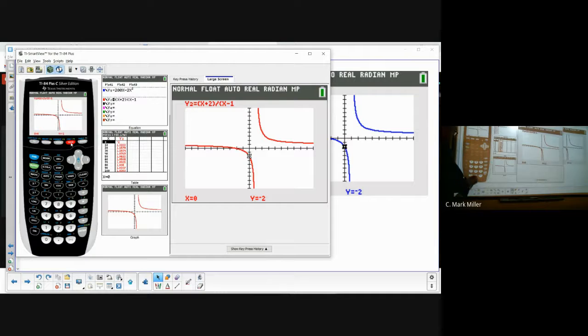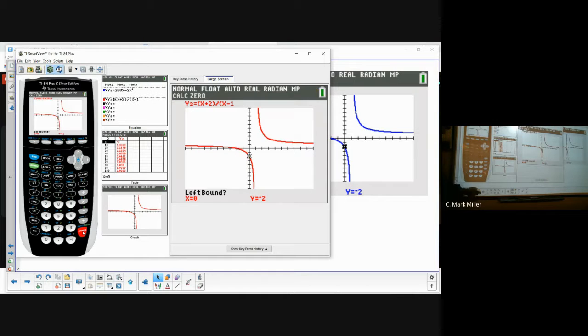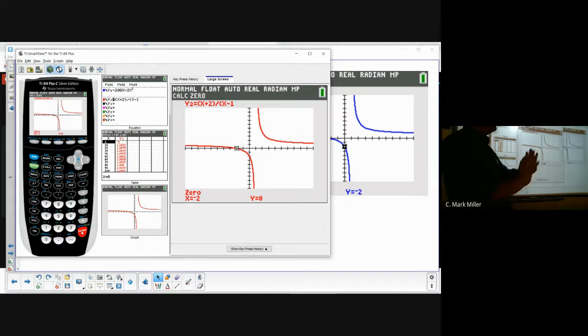To get the y-intercept, just plug in 0, minus 2. For the x-intercept, second trace, zero function, enter. Let's type in like minus 4 for the left bound, minus 1 say for the right bound. It's going to look for a 0 in that interval. Enter again, it gives you also minus 2. So that's just a review of how we got that. Don't want to keep you over.